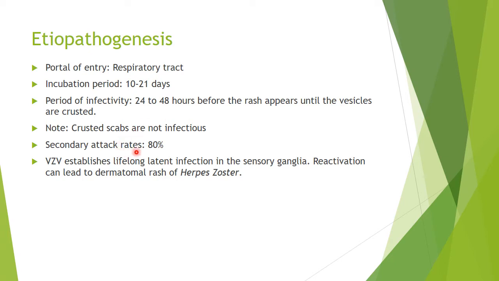infectious. The secondary attack rate is 80%, so in a susceptible individual, if they come in contact with the secretions, then they can get chickenpox. The chance is 80%. Varicella zoster virus establishes lifelong latent infection in the sensory ganglia. Reactivation of varicella zoster virus can lead to the dermatomal rash of herpes zoster.